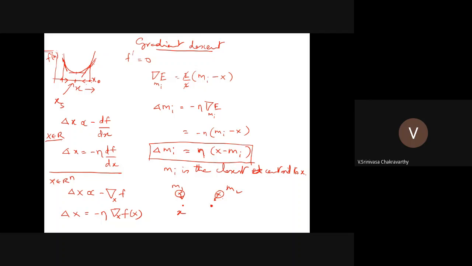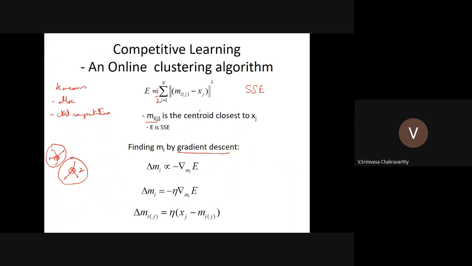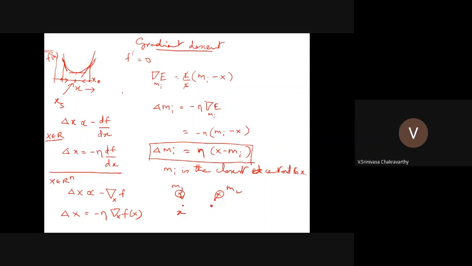SSC. Now, just like in the case of k-means, k-means also tries to minimize SSC, but it will go to a local minimum. Here also the exact same thing happens, because when you do gradient descent, the equations only assure you that you will go to the local minimum, right? The nearest minimum. They don't tell you. Suppose you have lots of minima, you will only go to the nearest one if you just pursue gradient descent. Okay, so this is the online clustering algorithm.